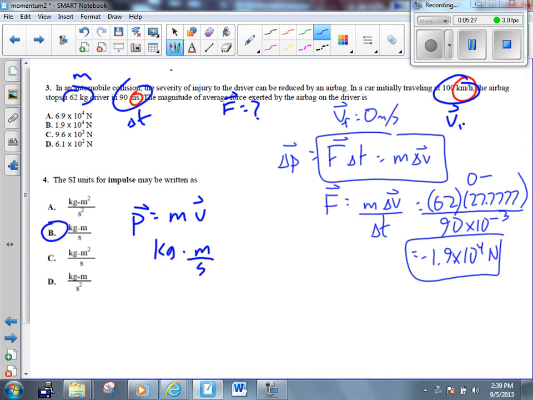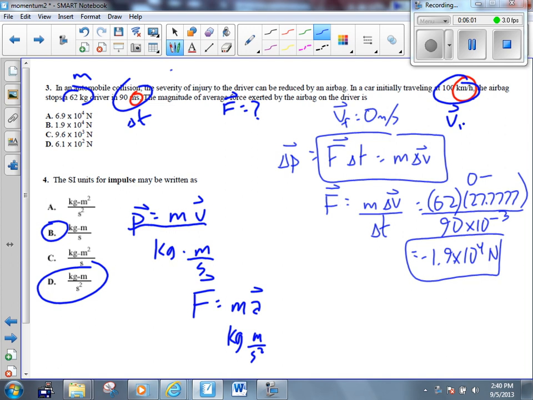Now, in the other classes, one of them, about 25%, said D. In the other class, about 20% said D. It's easy to get those mixed up, right? Kilograms meters per second squared. D's wrong. If we look at the equation, it's quite clear that it's kilograms meters per second. Kilograms meters per second squared comes from force. M is kilograms, acceleration is meters per second squared. So if you wanted to find the units for force, we could say it's kilograms meters per second squared, but not for impulse or momentum. Good?